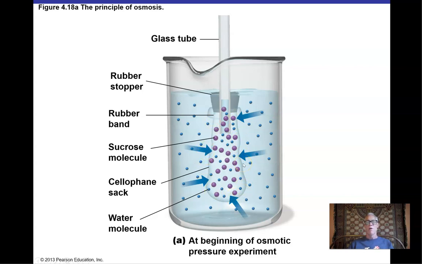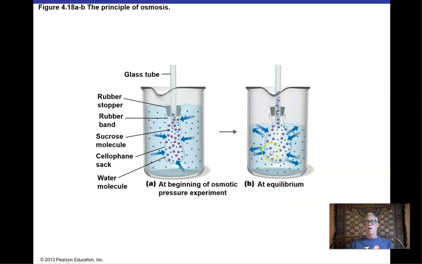So what'll happen in the long run? Because there's a lower water concentration inside the membrane, right? Highest possible water concentration outside, there's no solute. Lower water concentration inside where the sucrose is, water will enter. Water will enter this membrane by osmosis until it swells up to the point where every time a water molecule passes in, another one passes back out again. That's called equilibrium. We have equal movement in either direction.